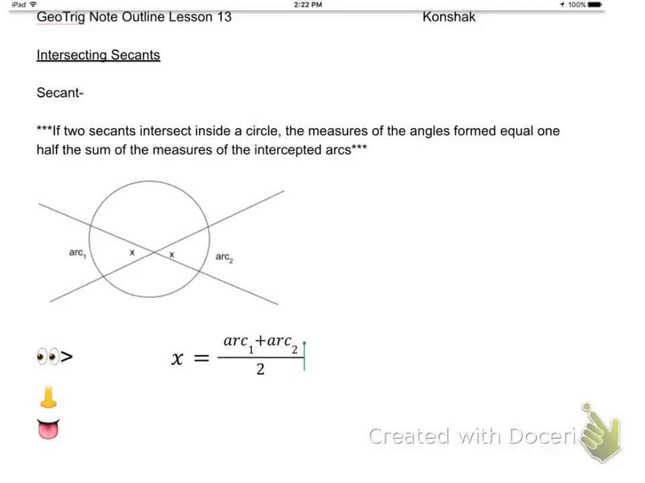Geotrig, lesson 13. Today we're going to talk about lines, so secants, chords, things that are going to intersect. The first thing we're going to talk about today are intersecting secants. So we have to go back to lesson 11, two lessons ago, and put in there, what's a secant? Maybe we should just write this down again. What's a secant?